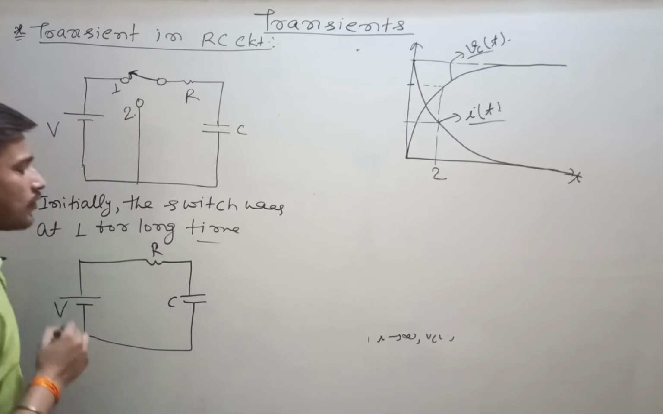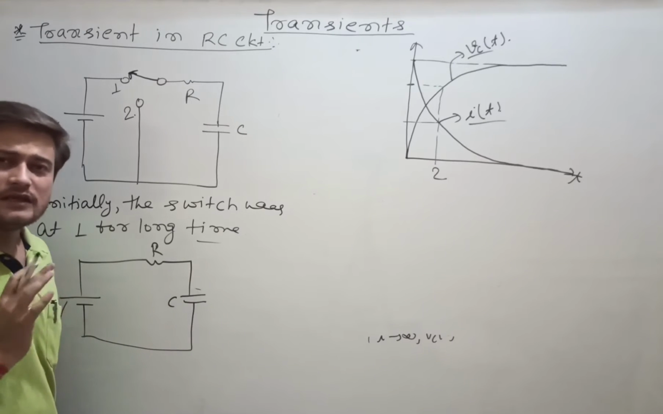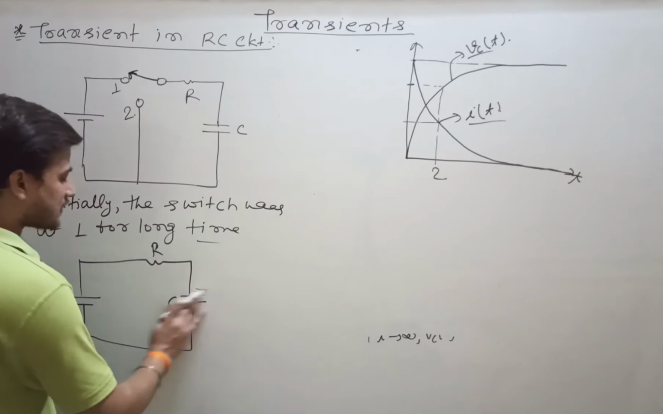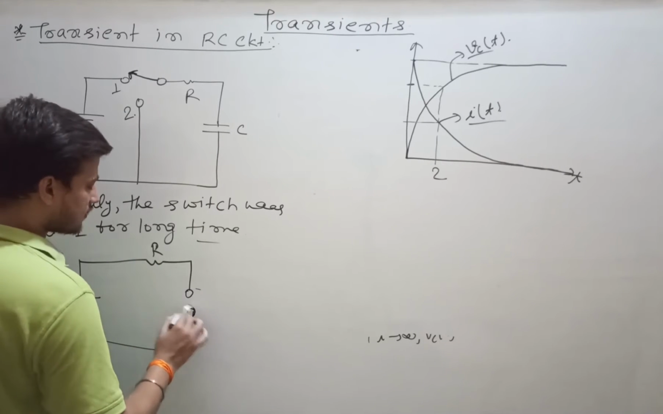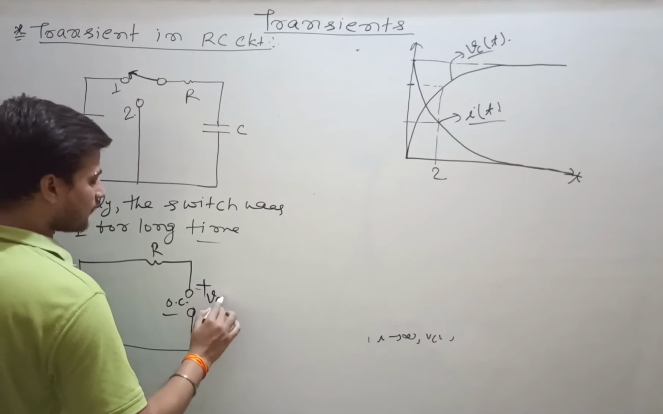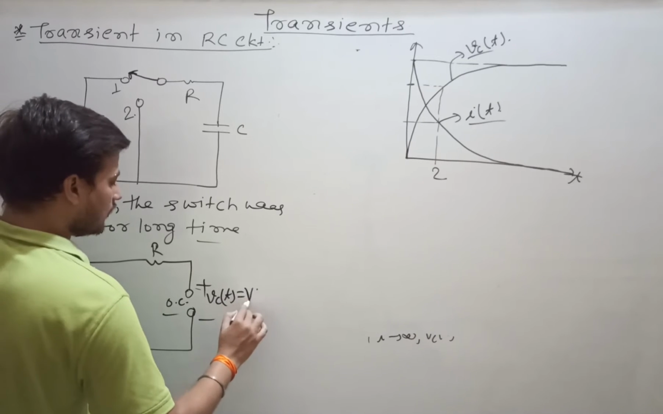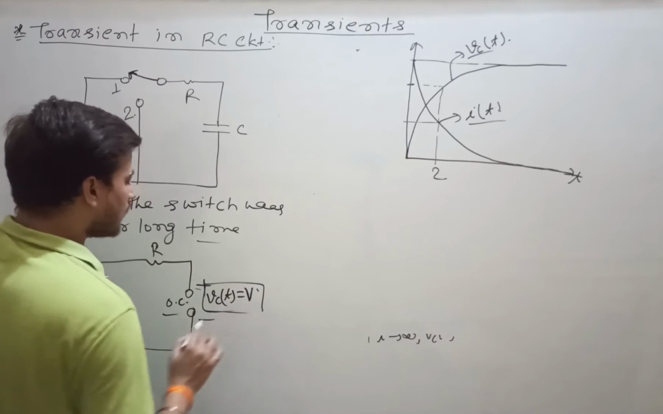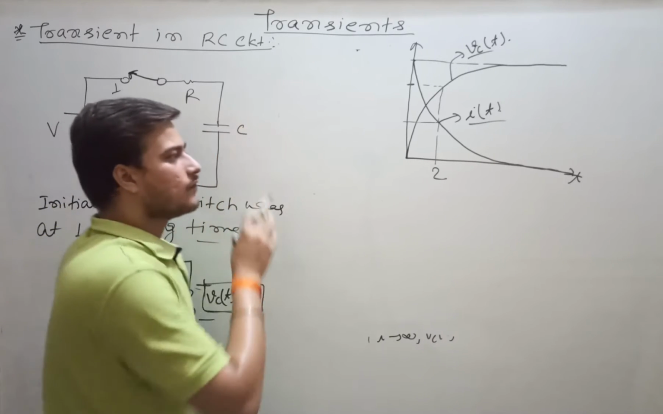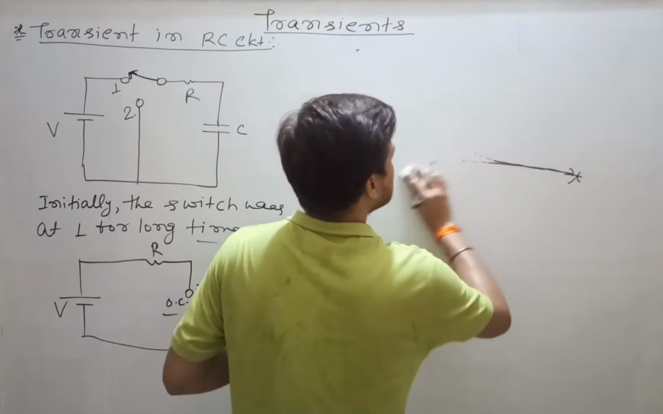Now, if you talk about a long time, that means this capacitor would have been fully charged. If this capacitor was fully charged, then you can replace it by an open circuit, and you can say this voltage was equal to nothing but V. That means the capacitor was initially charged by a voltage V.